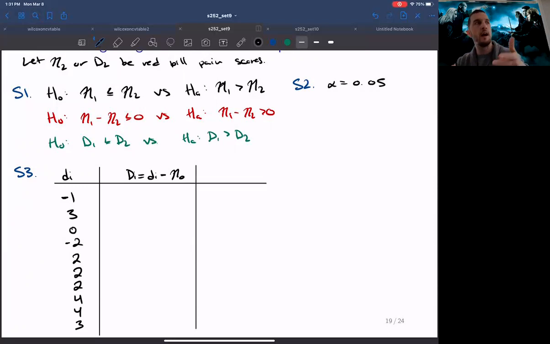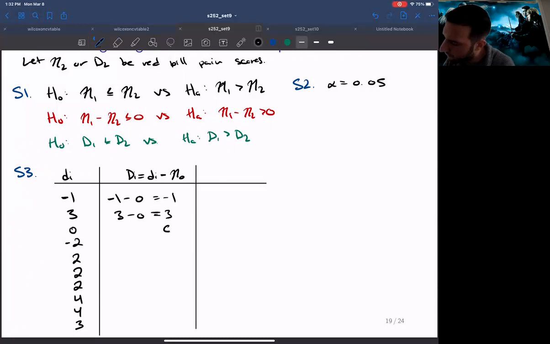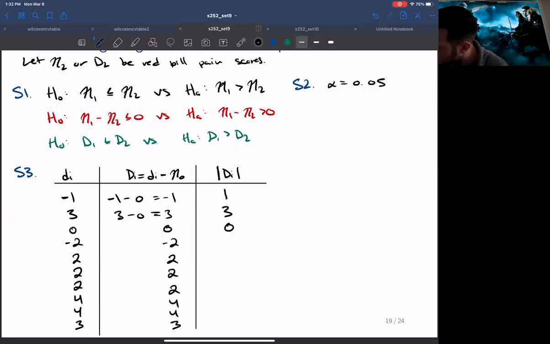So the capital DI are going to be exactly the same as the little DI, because each of these is just DI minus zero. So here we're going to have negative one minus zero equals negative one, three minus zero equals three. And then we'll just have zero, negative two, two, two, two, four, four, three. Now we have to take the absolute value of the DI. So we'll have one, three, zero, two, two, two, two, four, four, three.